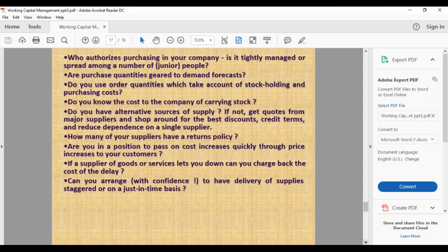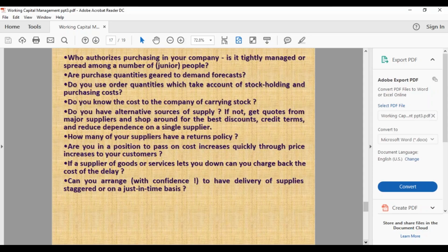Are you in a position to pass on cost increases quickly through price increases to your customer? So you have to check that if you are getting the inventory at a higher cost, you will be able to generate profits accordingly from the customers or not.